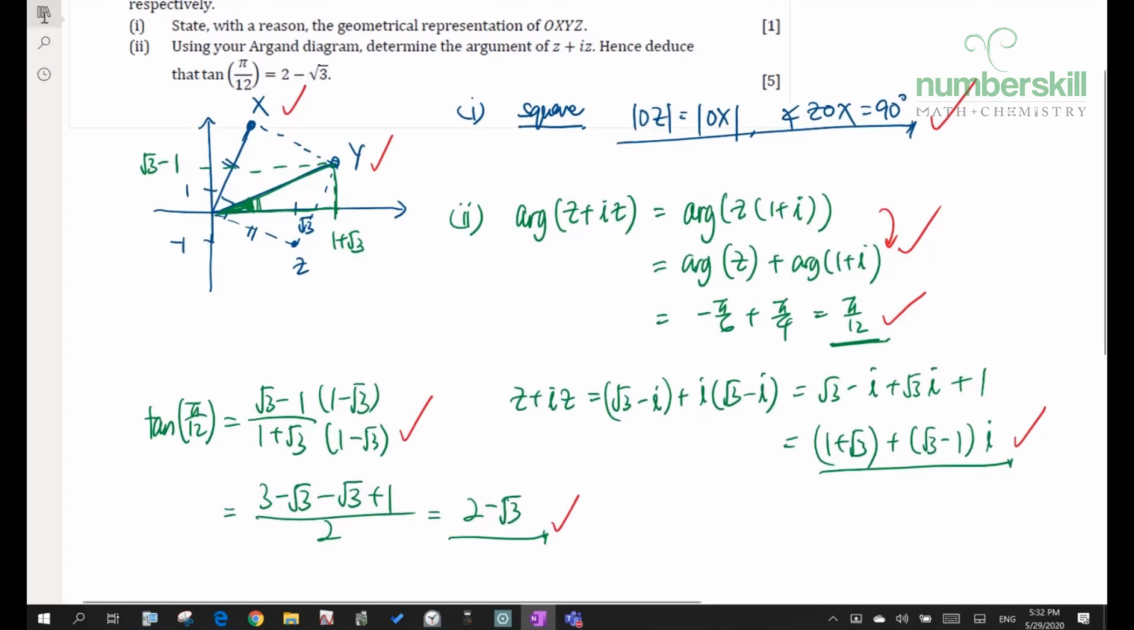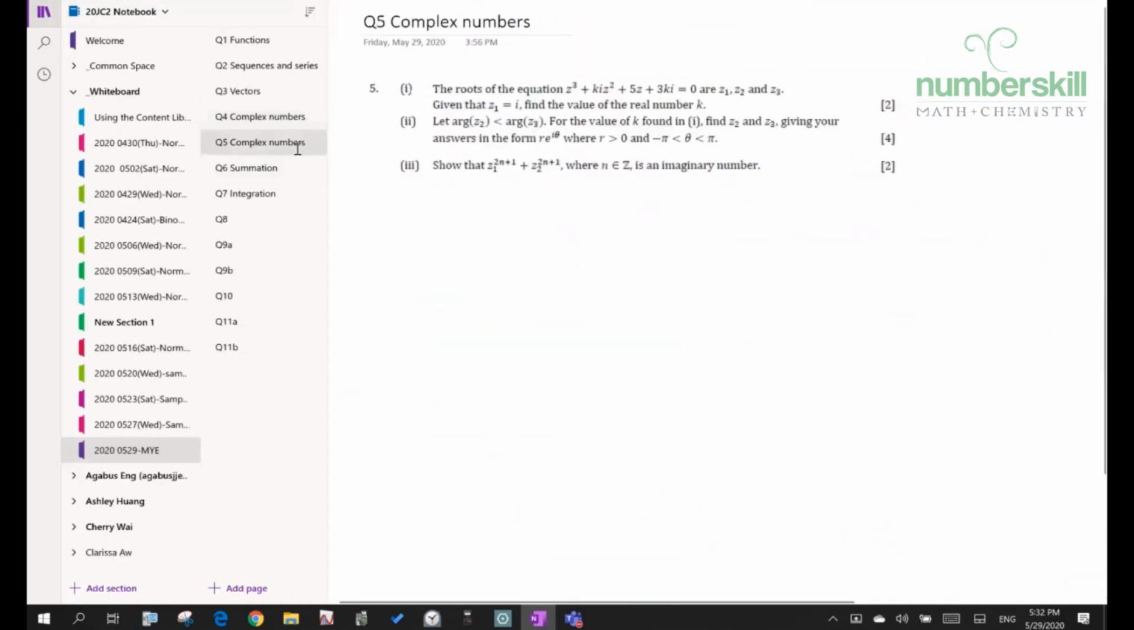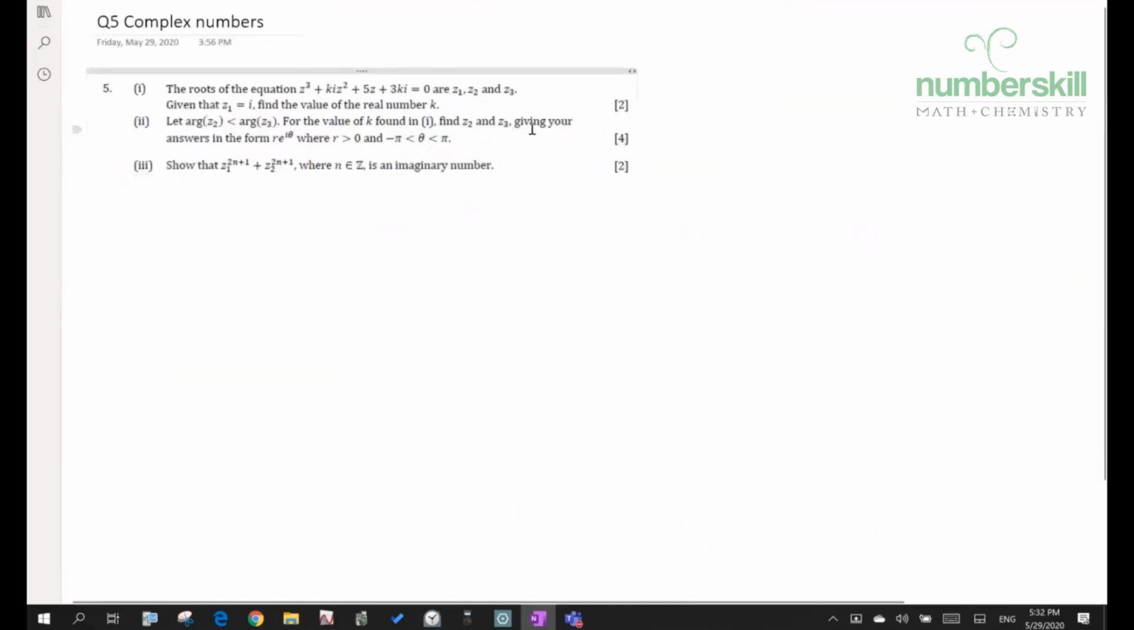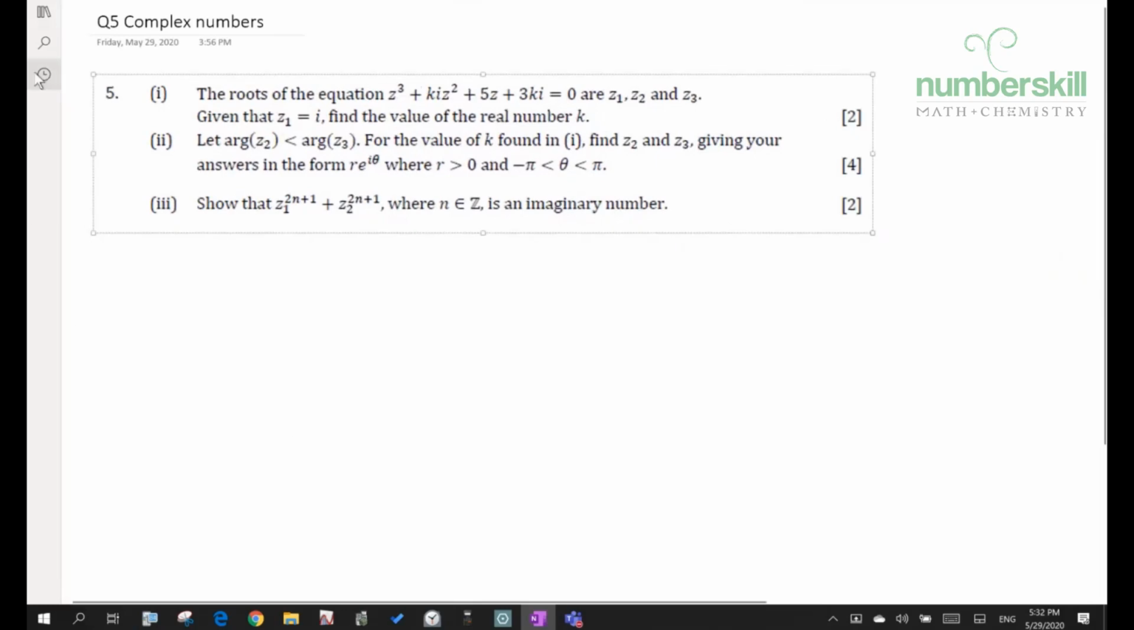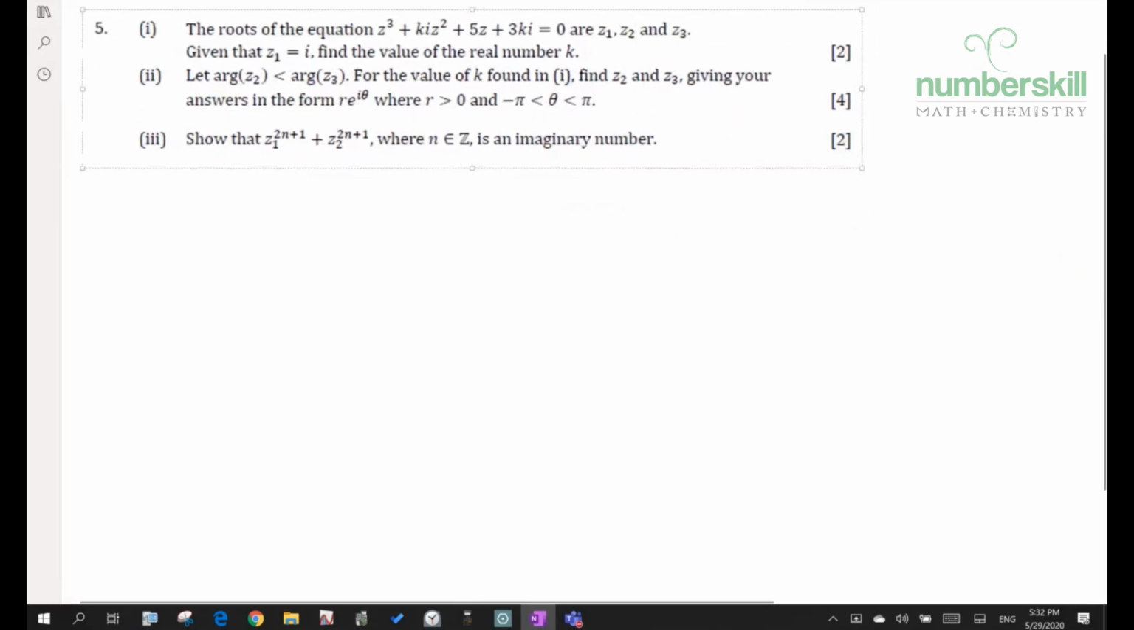One of the reasons why complex number is hard as a topic is because these 2 questions, question 4 and question 5, are both complex numbers, but they are very different. They're so different that being able to do the previous question doesn't mean you can do the next question. All right, so let's move along.